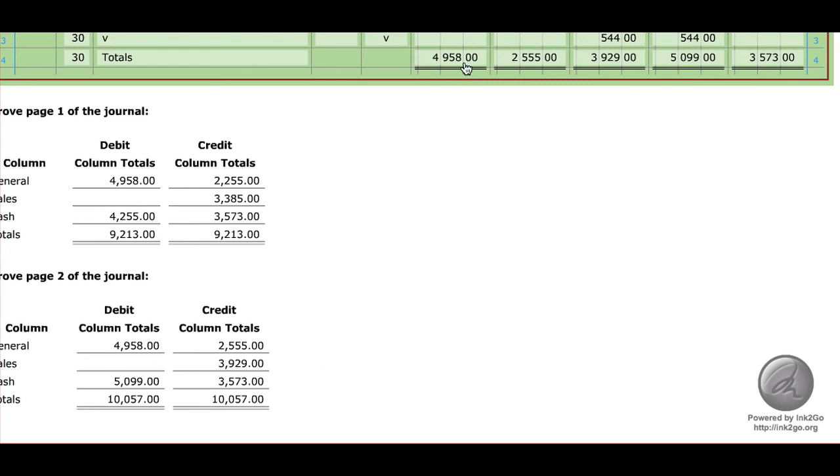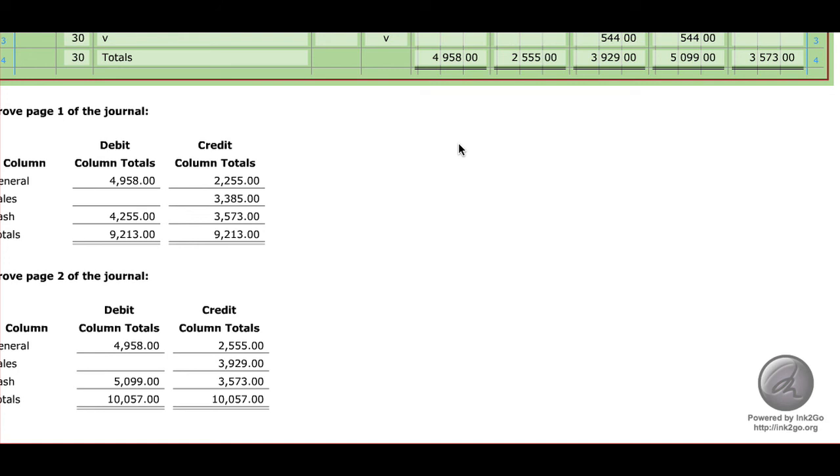So we can see that our debit and credit columns do match, so we are still in balance. Now, say something was wrong here. Would I have to go back to page 1 and redo all my numbers? No, because I know that page 1 proved and ruled, so I would know my error came in page number 2.